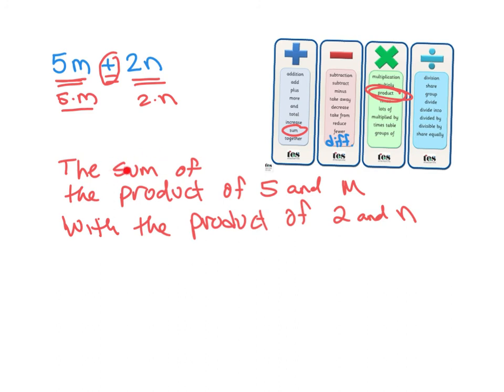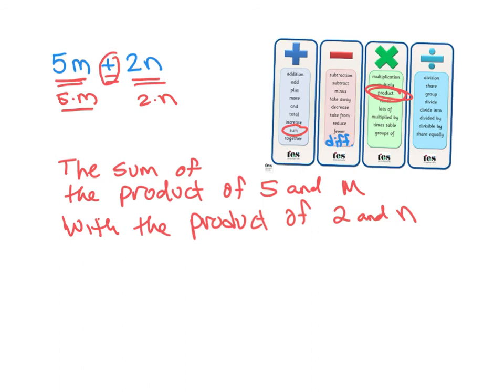So I'm adding together two terms, adding together the sum of. One term is the product of 5 and m, with, that's why I'm adding them together. So I'm adding this one with the product of 2 and n. So that's one way you could do it. There's several other ways that you can use these words to translate that into explaining it in an English format. But that's just how you break it down.